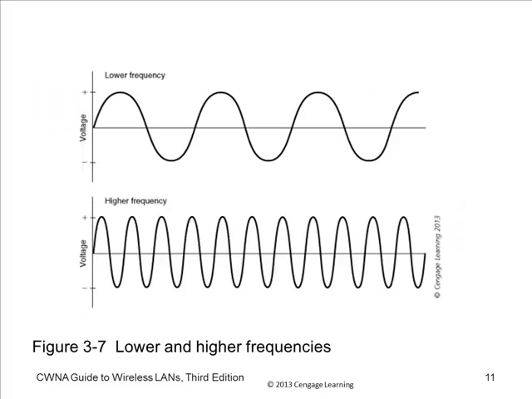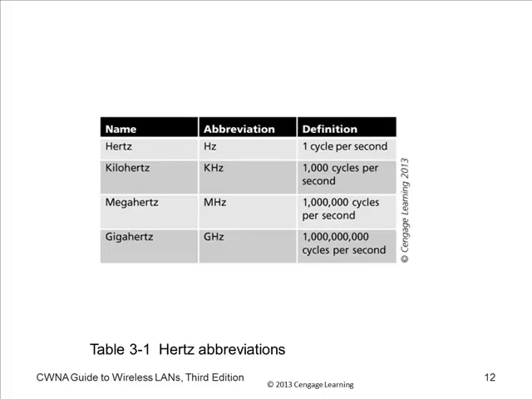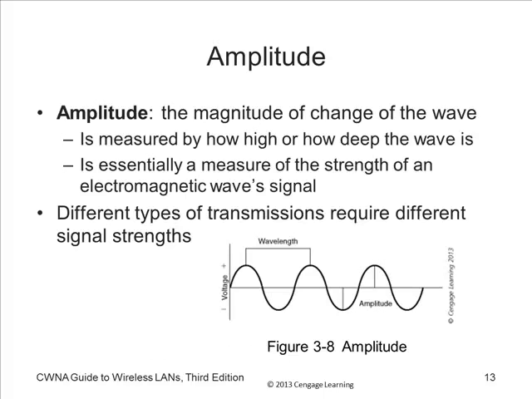Lower frequency, higher frequency, nothing magic about that particular one. The hertz and the table, this is the same thing. Hertz, 1 cycle per second, kilohertz, 1,000, mega, a million, giga, a billion. It just gives you an idea when you talk in those terms.